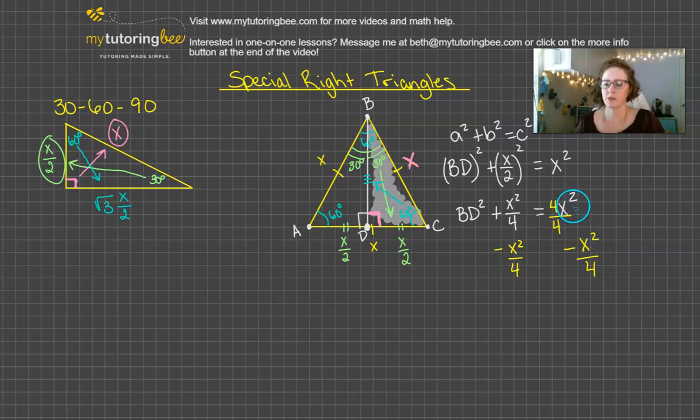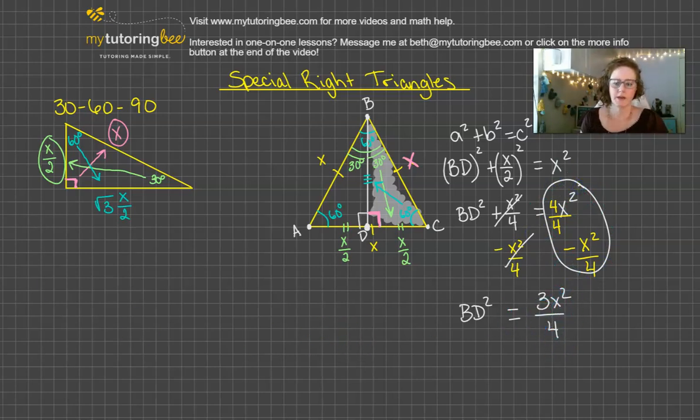Well, what's 4x squared minus 1x squared? That's going to give us 3x squared over 4. And that equals BD squared. So we've canceled this out, and then we've simplified this to 3x squared over 4.